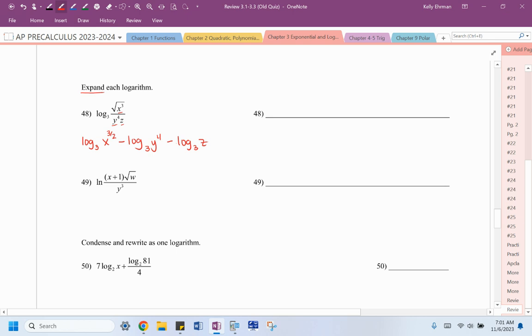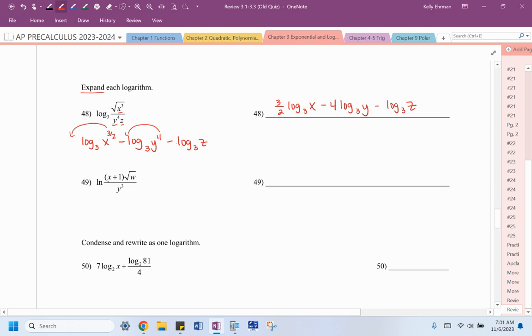And then the final step for expansion is to pull the exponents out in front of each logarithm. So 3 over 2 times the log base 3 of x minus 4 times the log base 3 of y minus the log base 3 of z.